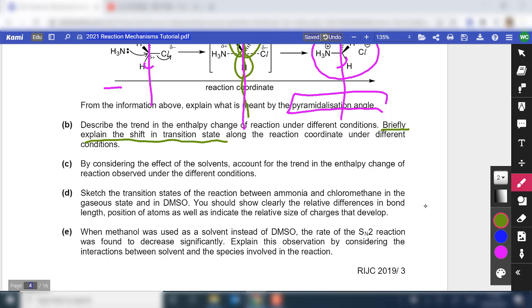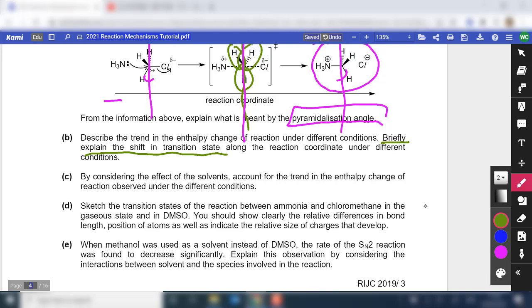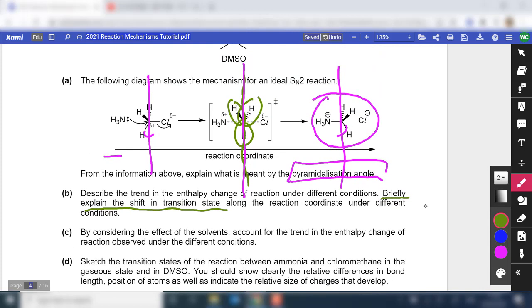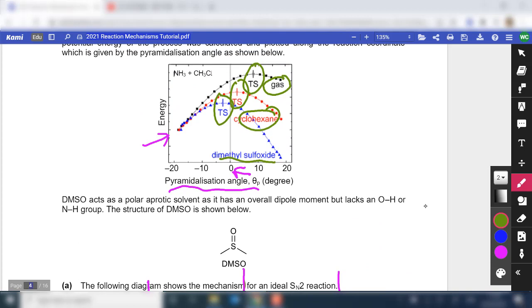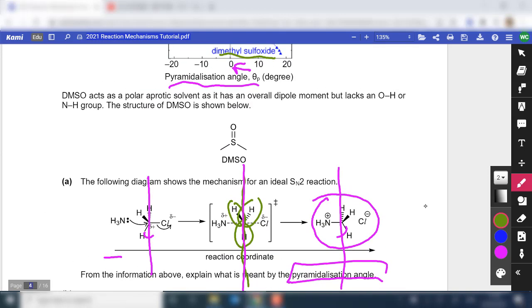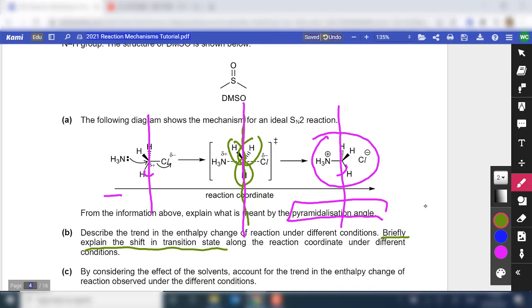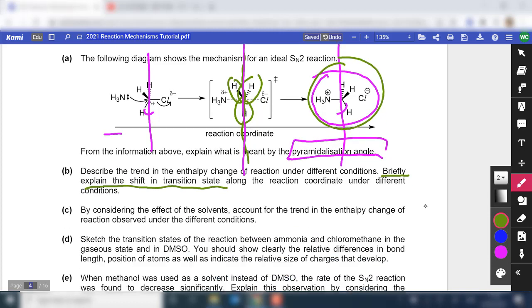But part C is a different thing, because for part C, you are supposed to explain why under DMSO it is an exothermic reaction, whereas in the gaseous phase it is not exothermic. In this case, I think we can understand from the fact that DMSO, as written here, is a polar aprotic solvent. It's able to stabilize the charged product via ion-dipole interactions. I think that is the main thing you want to deliver when answering this question.